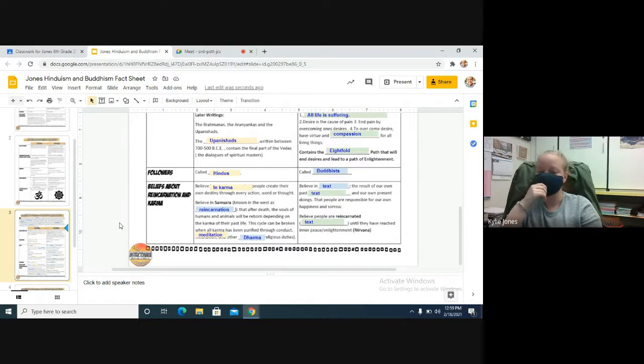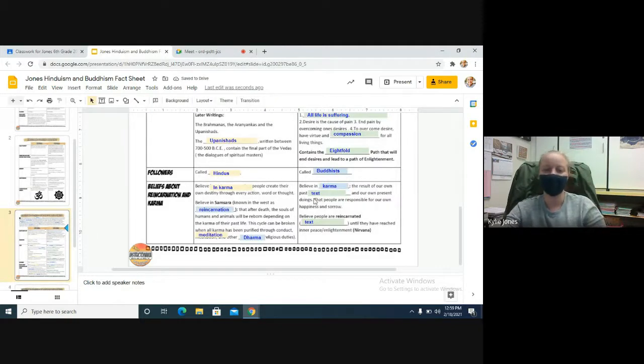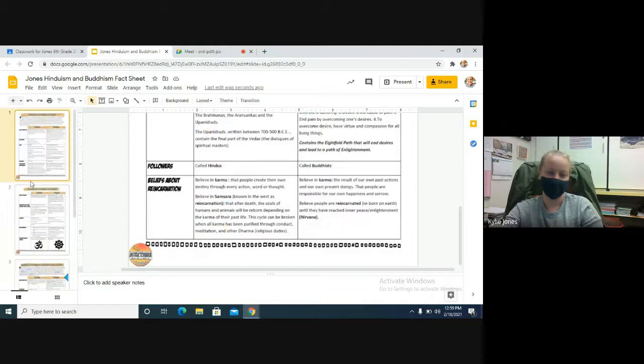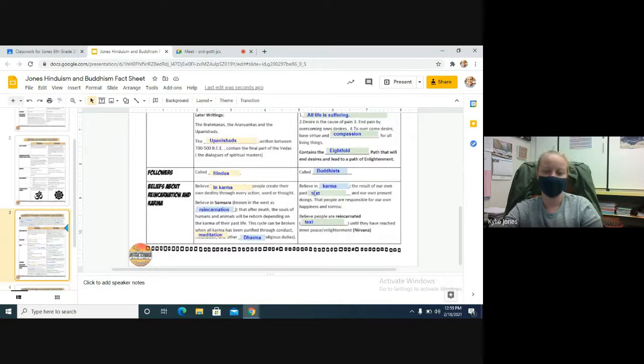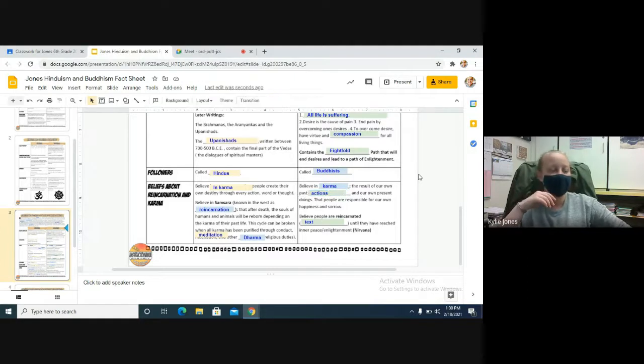Okay, let's look at Buddhism. Believe in blank. What does that one say? Believe in karma. So they do believe in karma as well, which is the result of your own past blank. What goes in this blank here? Actions. Okay, it's the things that you have done in your past, and then your present, the things that you're doing in the present. These are responsible for your own happiness and sorrow. Sorrow being sadness.